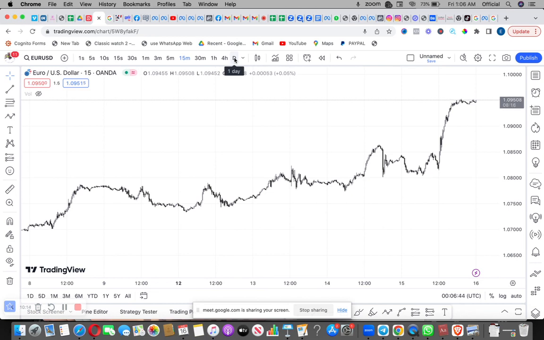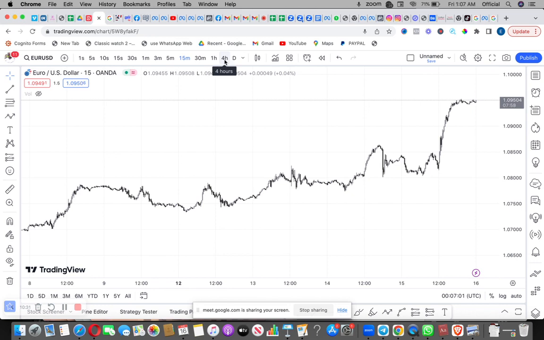So some persons actually scale down to the daily time frame to look for the directional bias. Directional bias simply means you knowing where the market is going to. So what are your expectations? Are you expecting the market to go up or are you expecting the market to come down? All right. Then we have the 4 hours.